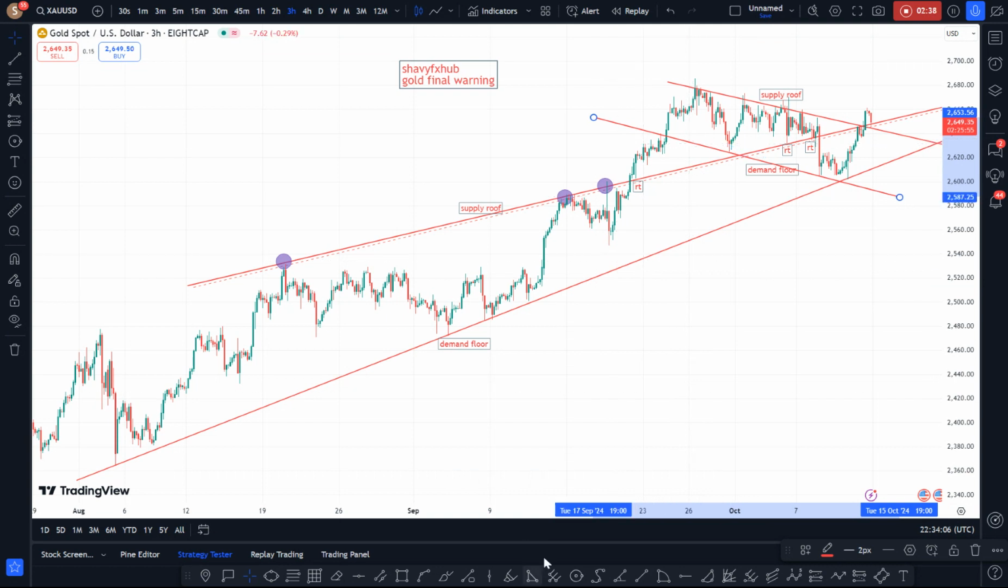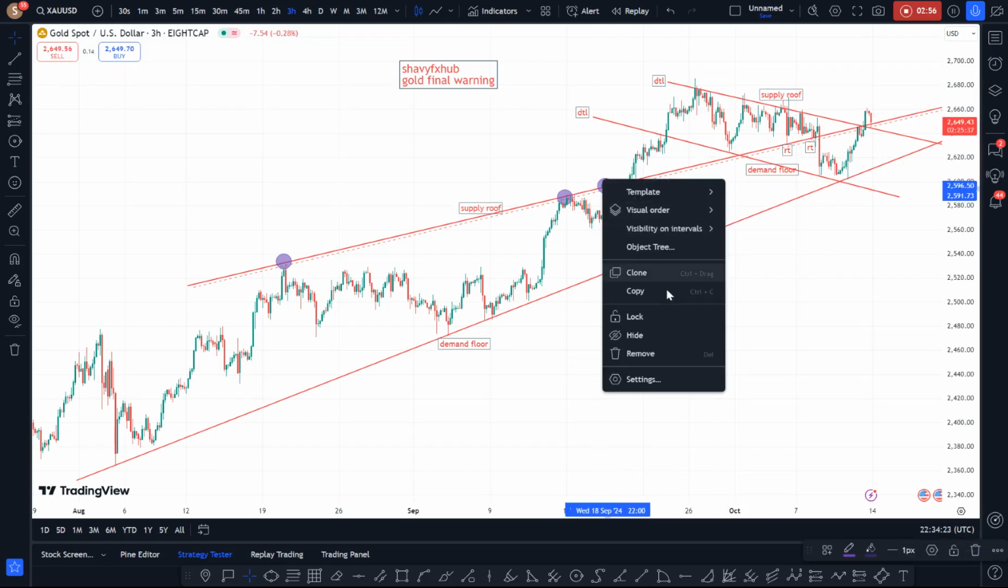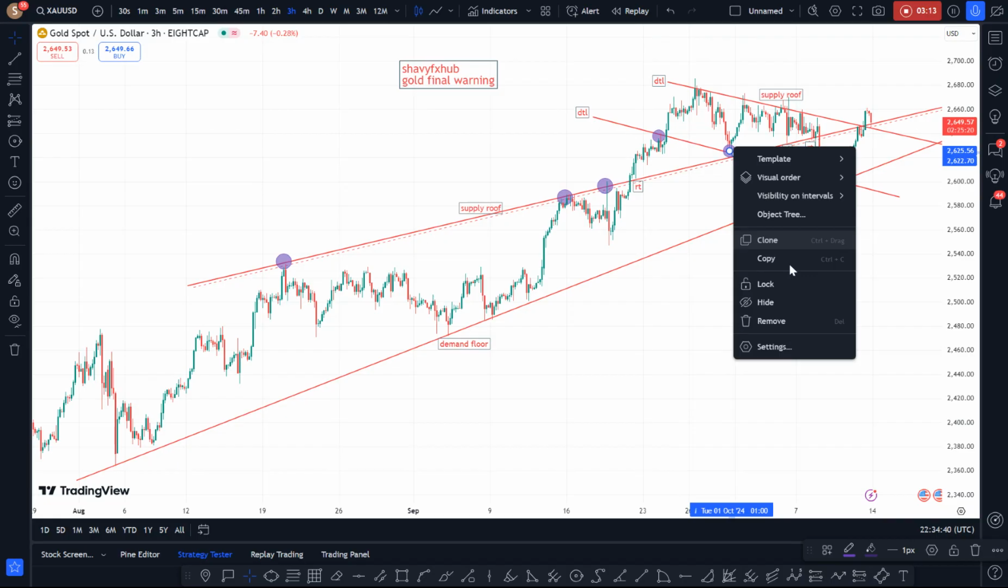This is a descending channel. I would like to call it DTL, descending trend line. Two descending trend lines: one acting as a supply roof, one acting as a demand floor. After we have a resistance structure here, price will continue to follow structure.